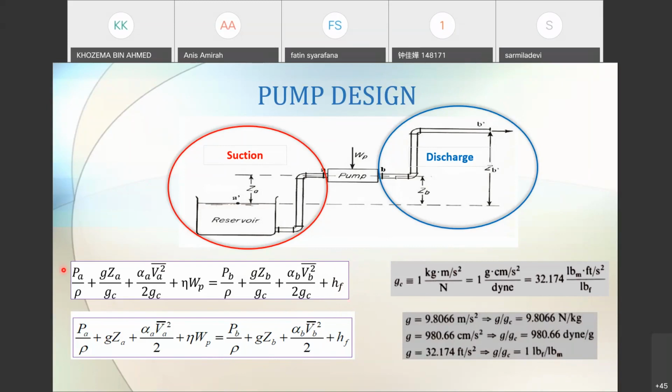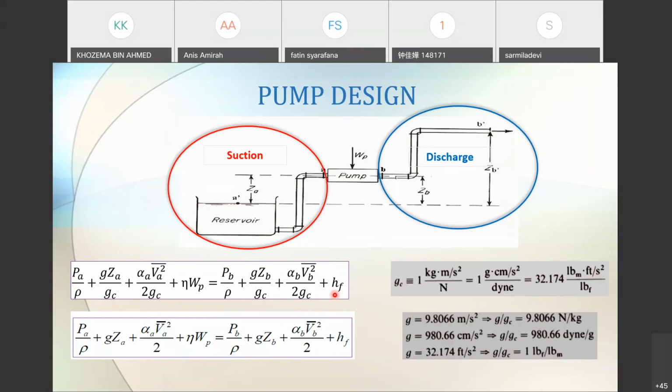So this is what we call the general Bernoulli equation for pump design. Why do we say general? Because of this GC term, this equation can be used for any kind of units. Any kind of unit means it can be SI unit or it can be FPS units. So depending on which type of unit you want to use, you can use different value of GC here.